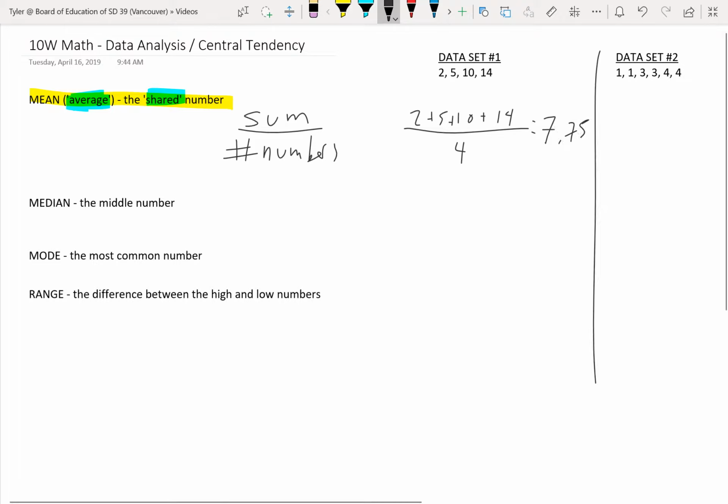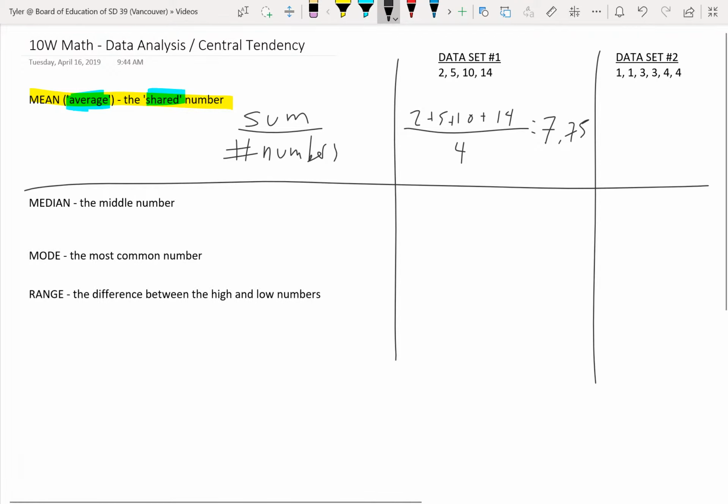Okay? If we wanted to do it for the second set of numbers, this is the exact same thing. We're going to add them all up. This time we're going to divide by 6 because there's 6 of them. So we're going to do 1 plus 1 plus 3 plus 3 plus 4 plus 4, which gives us 16, divided by 4 gives me the average of 4. Sorry, divided by 6, my bad. I was like, that doesn't sound right. Divided by 6 gives you 2.66.